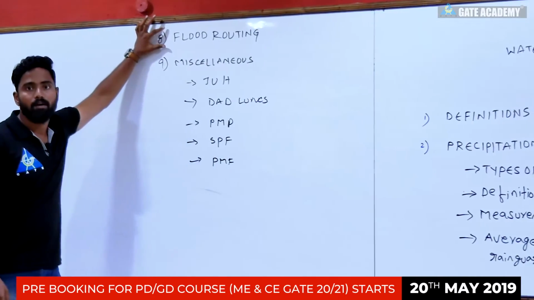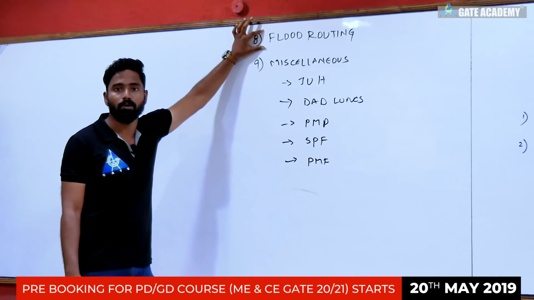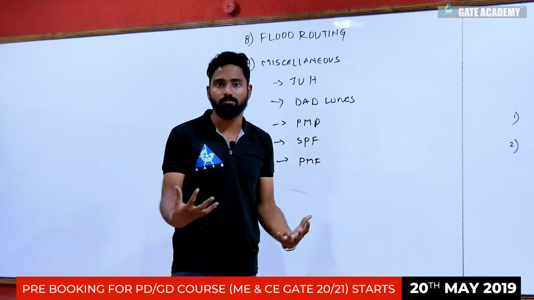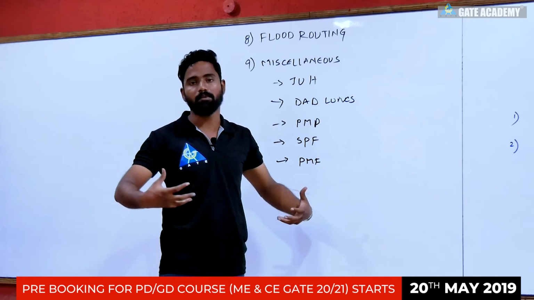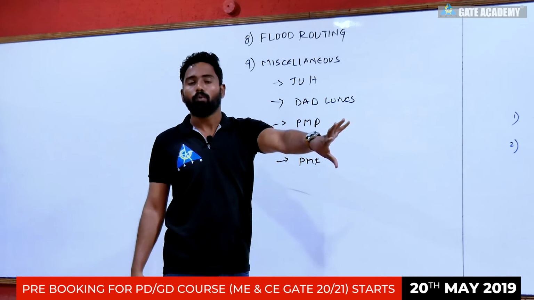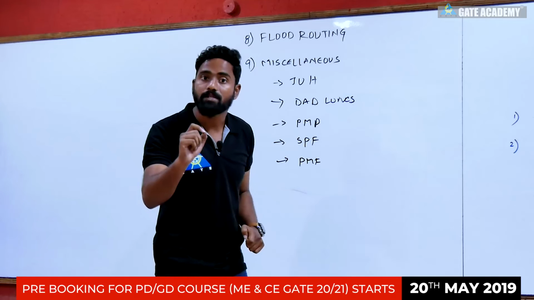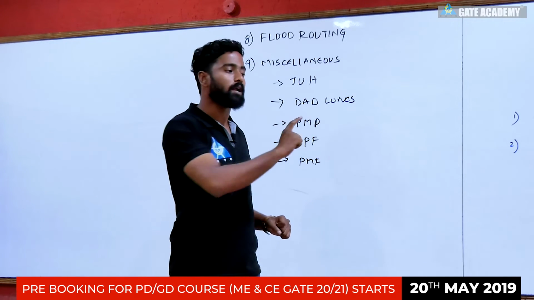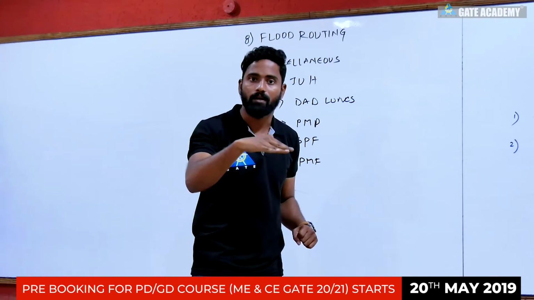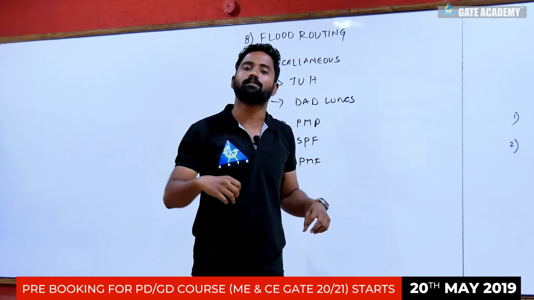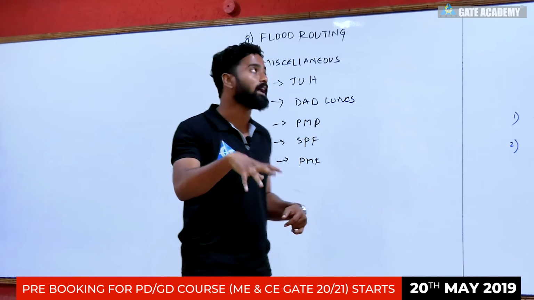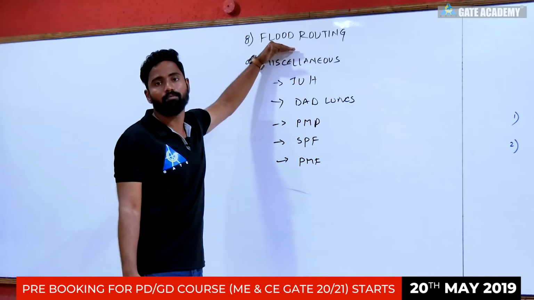The next chapter is flood routing. The idea is, if suddenly more rainfall comes, what happens? Flood is occurring, meaning a huge amount of discharge is coming and you have to release that discharge. So dams or some irrigation structures are constructed to reduce the flood or to reduce the peak. That is called flood routing.